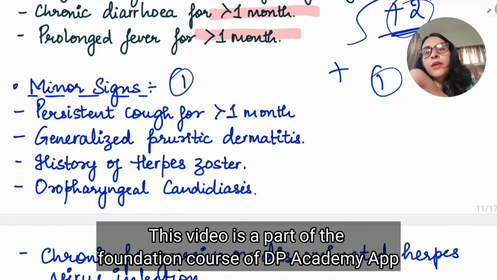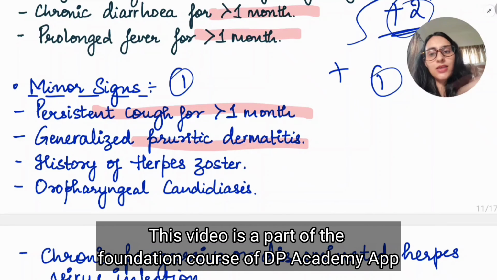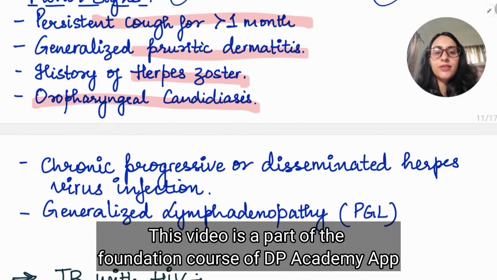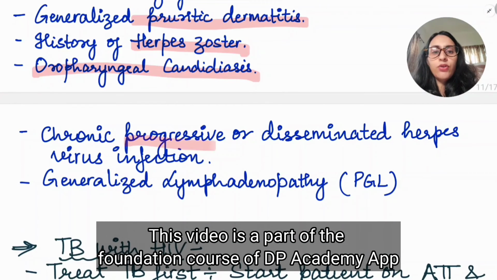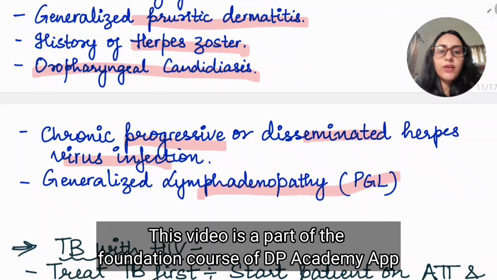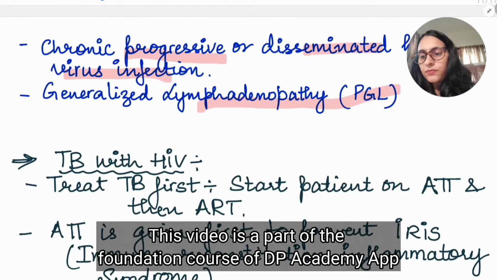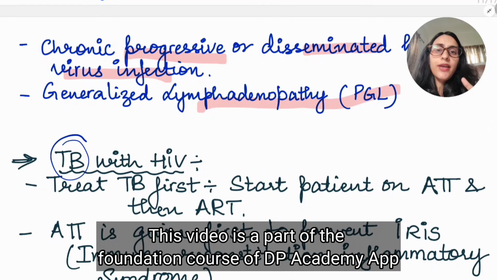Then what are the minor signs? If there is cough for more than 1 month, that is going towards the TB patient, generalized pruritic dermatitis, skin condition, history of herpes zoster skin condition, oropharyngeal candidiasis we have discussed, and then chronic progressive disseminated herpes infection or generalized lymphadenopathy, PGL.